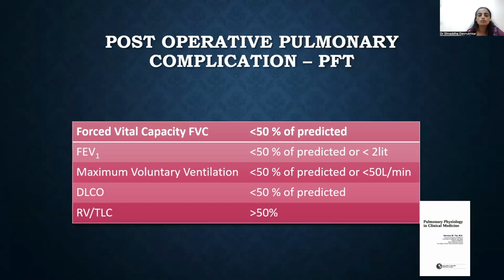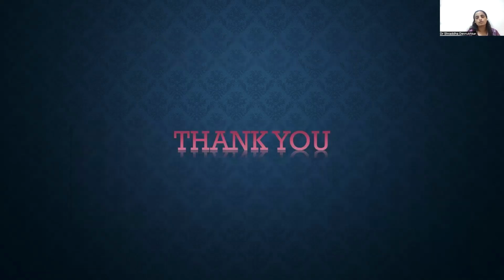Postoperative pulmonary complications are maximum if they are less than 50% of the predicted forced vital capacity, FEV1, MVV, and DLCO. If all these four are less than 50%, these are the chances where you can have a higher incidence of postoperative complications. Also air trapping, where the residual volume is increasing and the ratio is more than 50%. Again, these are the patients who will have the most chances of going on postoperative ventilator care or physiotherapy.